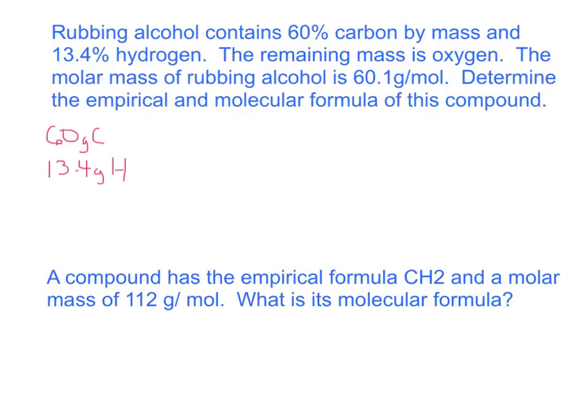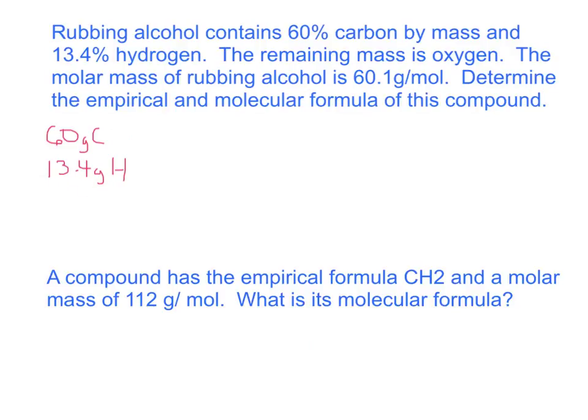So here's the next problem. Rubbing alcohol contains 60% carbon by mass and 13.4% hydrogen. The remaining mass is oxygen. And the molar mass of rubbing alcohol is 60.1 grams per mole, and we are asked to determine the empirical and the molecular formula of the compound. So I've already started setting this up. The first step is change percent to mass. So I took 60% carbon and I just made it 60 grams carbon. 13.4% hydrogen, and I made it 13.4 grams hydrogen.